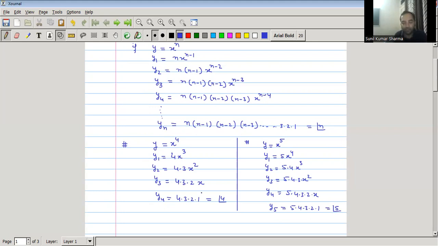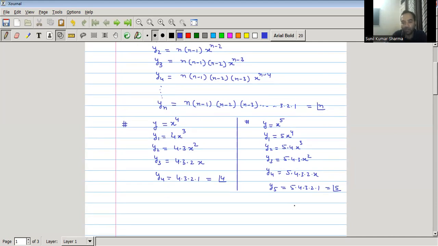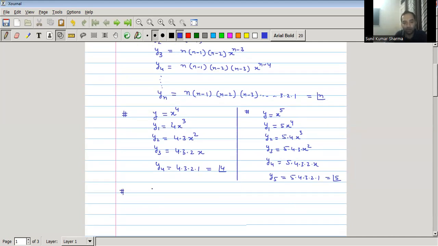Okay, so what we observe: if we have x to the power 4, then its fourth derivative is 4 factorial. If a function is x to the power 4, then its fourth derivative is equal to 4 factorial. If I have y equal to x to the power 5, then its fifth derivative is 5 factorial. So similarly, tell me, if we have y is equal to x power 10, what is the 10th derivative of y?